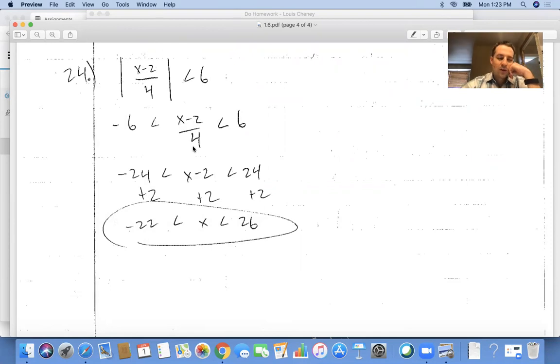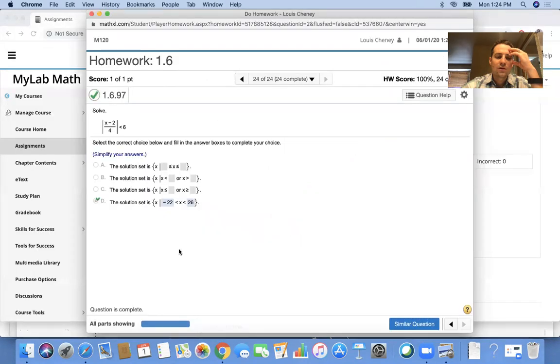So then I times 4 everywhere to get negative 24 is less than x minus 2 is less than 24. Then I added 2 everywhere, and I got negative 22 is less than x is less than 26. So this is what the answer would look like in my lab math.